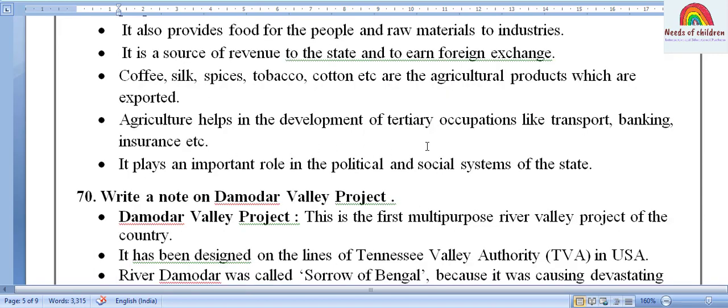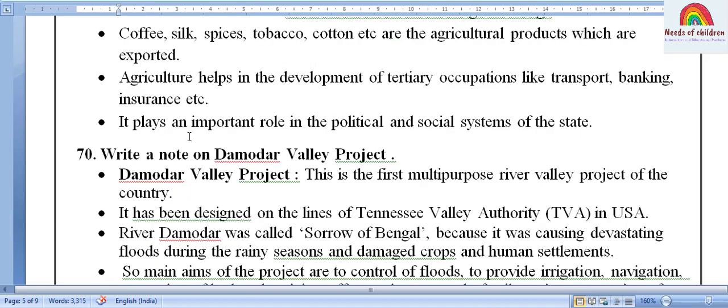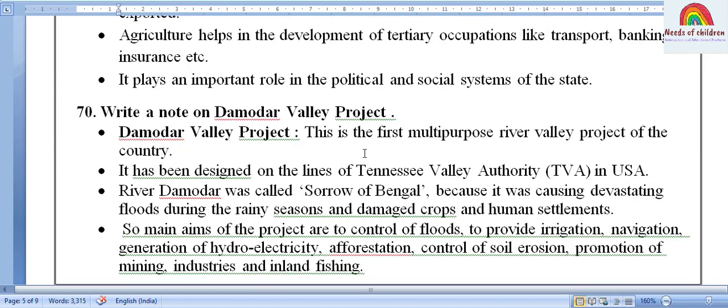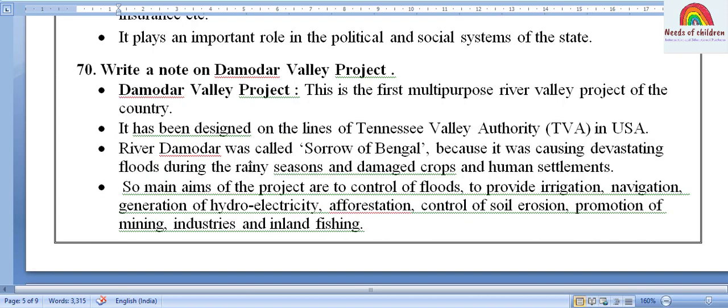are the agricultural products which are exported. Agriculture helps in the development of allied occupations like transport, banking, insurance, etc. It plays an important role in the political and social systems of the state or country. So these are the points. So let's move on to question number 70.